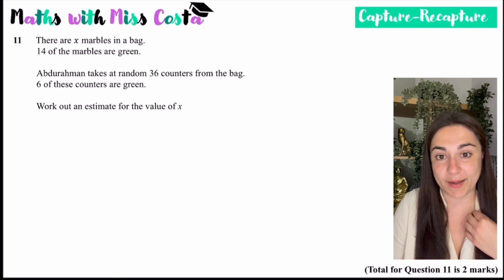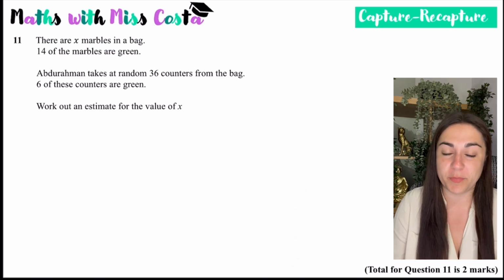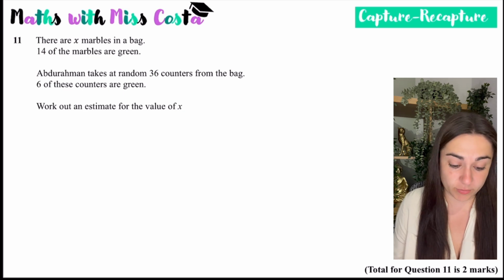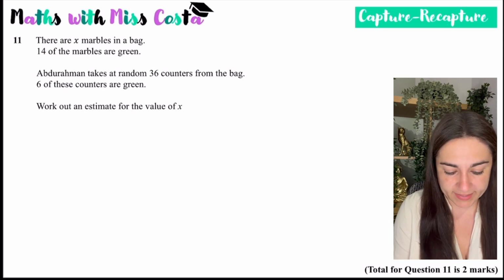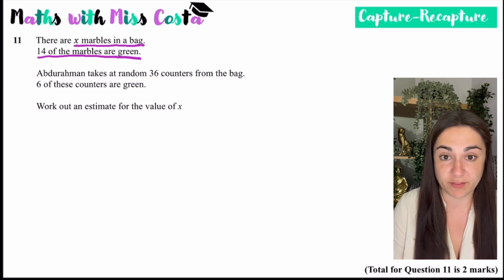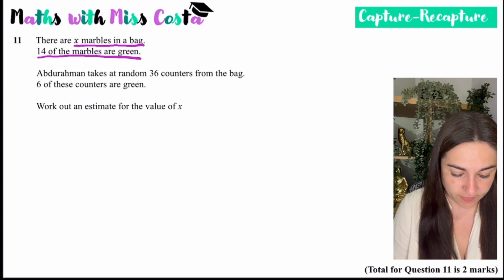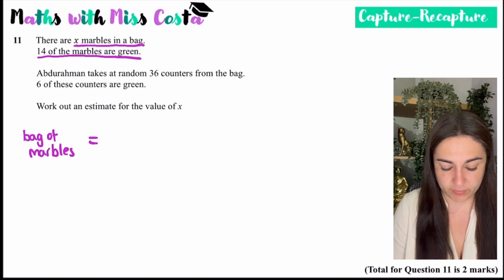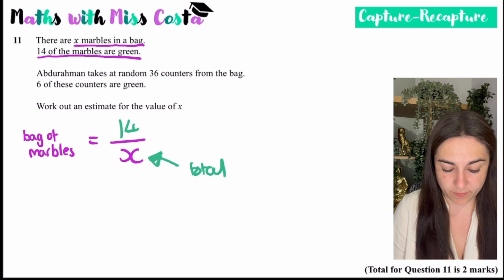Okay, next I've got a capture-recapture method. So normally this is with population samples, but in this case it's been given just as marbles. So I'm told that there are X marbles in a bag and that 14 of the marbles are green. So the first thing I know is that in a bag of marbles, I don't know how many marbles there are. I know there are X amount of marbles. So that is the total. And I know that 14 of them are green.